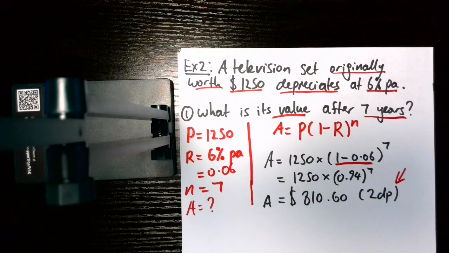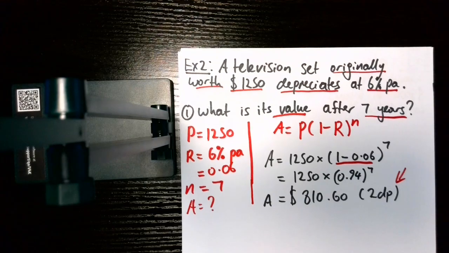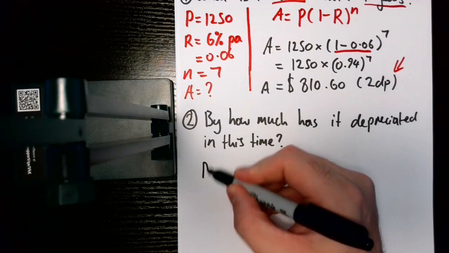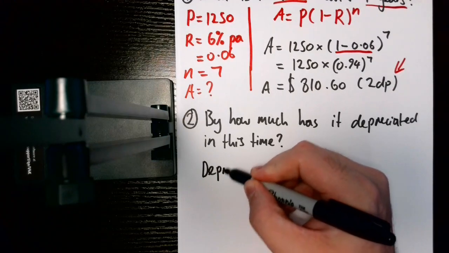Now, I want to have a look at the second part of this question. So just give me a moment, I'm going to write this out. Okay, so the second part of this question is asking us by how much has it depreciated in this time, in the 7 years? How much has it gone down by? Now to calculate this, we want to calculate the amount of depreciation.